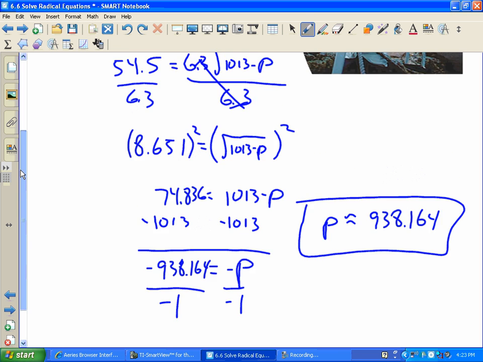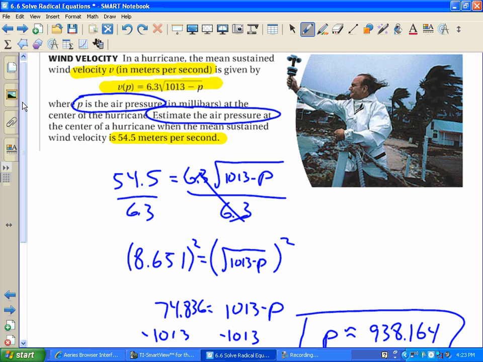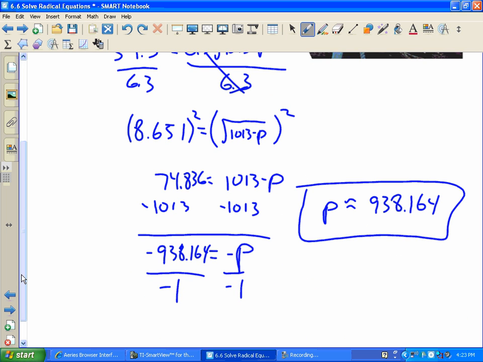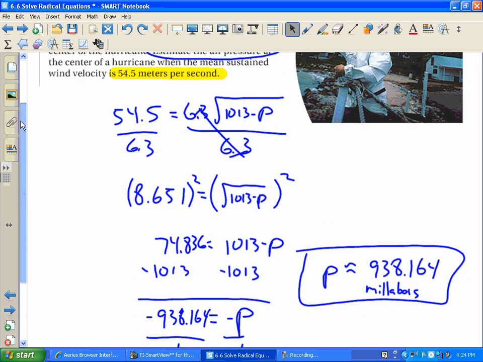And that represents the air pressure in the center of the hurricane. Our units in this case are what's called millibars. I don't know what a millibar is, but I guess it's a measure of air pressure.